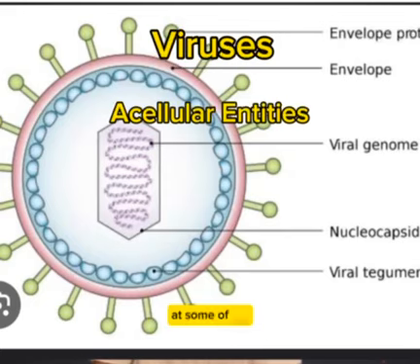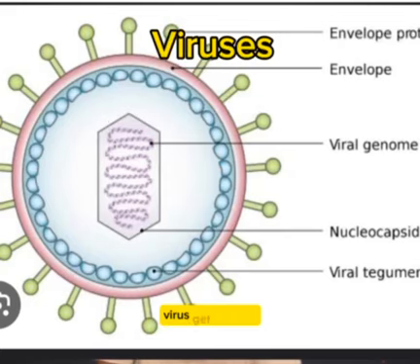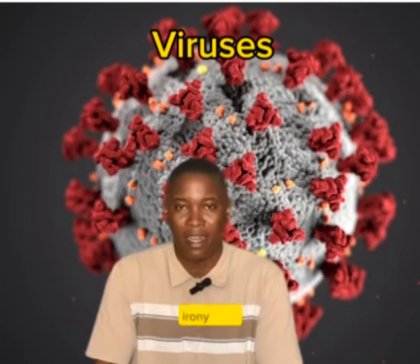Now let us look at some of the important characteristics viruses have. One, they are microscopic in nature. Secondly, they have what we call genetic material. We have discussed DNA and RNA before. Viruses have either DNA in the virus or RNA in the virus. If it is DNA in the virus, we call it a DNA virus, and if it is RNA in that virus, we call that virus an RNA virus.